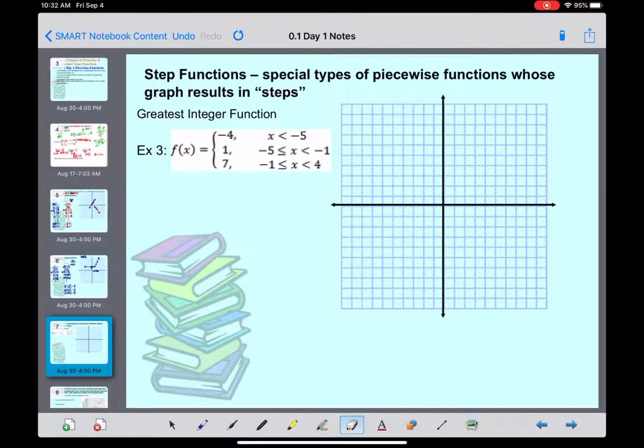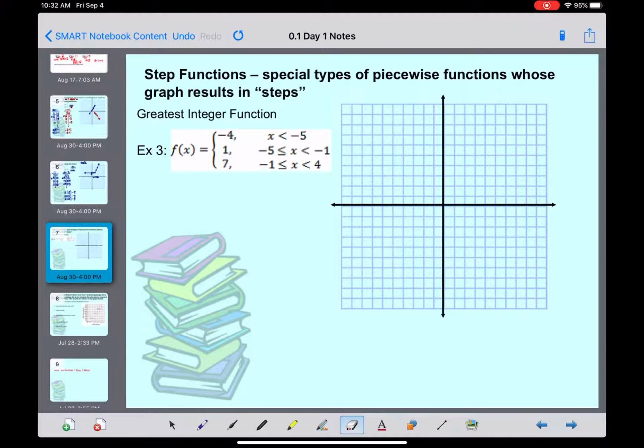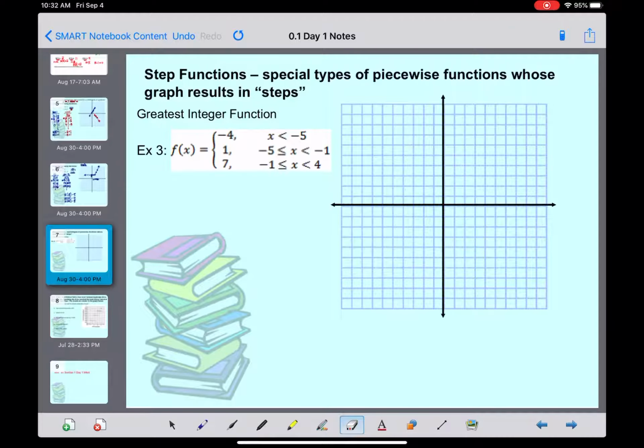Okay, now we're at step functions, and I am going to give you an overview of that, and then we're going to do a word problem having to interpret the step function, and then we'll be done with day one. Okay, so it's a special type of piecewise function that looks like steps. So the graph is going to look like steps.